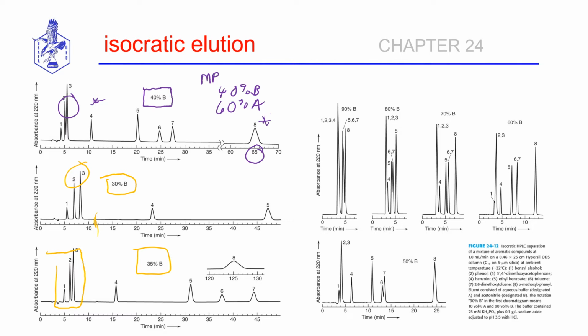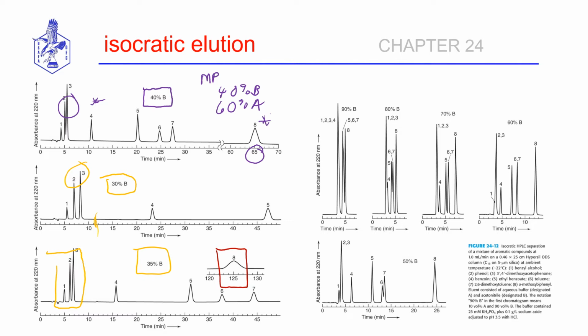But notice what's happened to the time it takes to get component B off. Now it's taking 125 minutes to get component 8, my last component that comes off. It's taking me a really long time, over 2 hours, to get that component off. All the while I'm wasting mobile phase and generating a lot of waste. So that's probably not an ideal scenario.